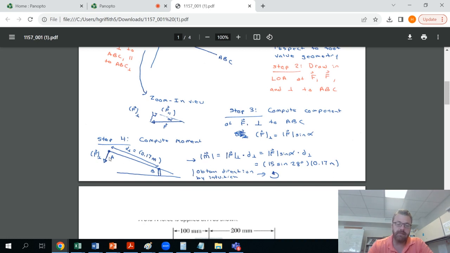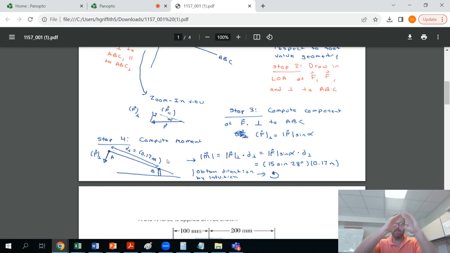So I know that if I have a force that's applied and I have a perpendicular distance, I can compute the moment using a scalar formulation by simply taking the magnitude of this force, whatever the magnitude of the total force is, times sine of 28. Again, that's decomposing it into a perpendicular component, multiplied by the perpendicular distance, which is 0.17 meters. That's going to give me the magnitude of that moment.